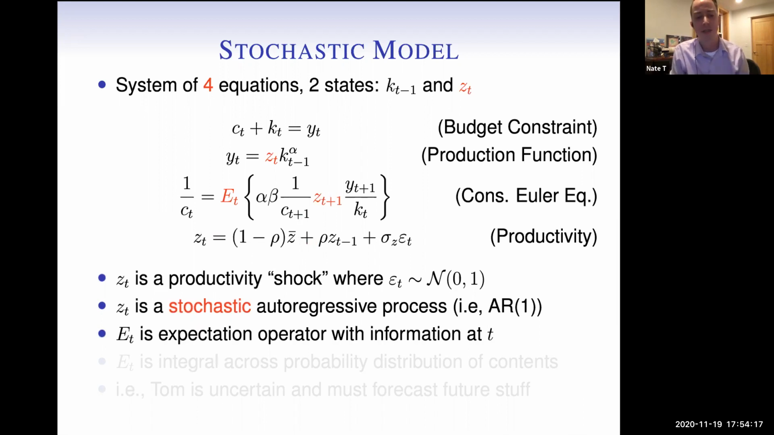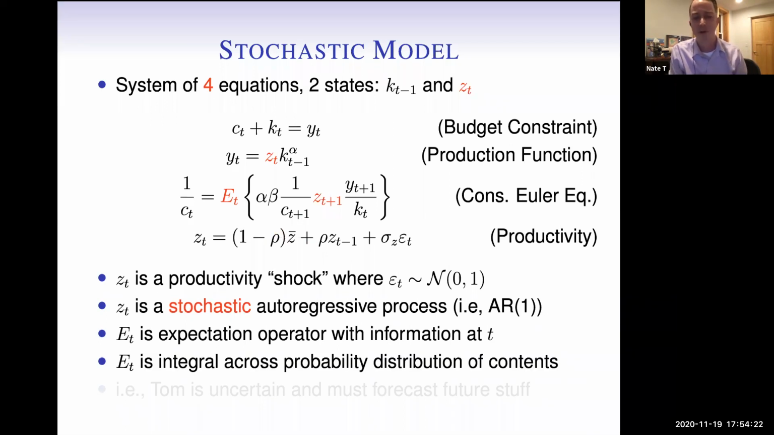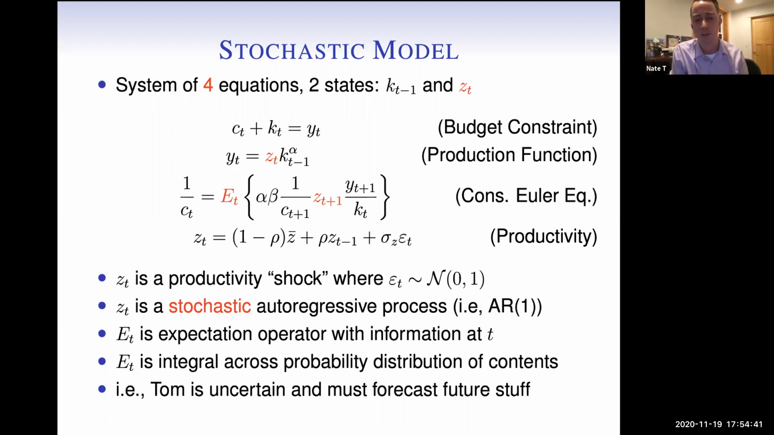You have this big E_t, which allows Tom to make forecasts about the future. Expectation operators are actually integrals, so you're going to integrate over the probability distribution of this productivity shock over the bad and good times in the future. And this means ultimately that Tom is uncertain about the future and must forecast future stuff. So we've introduced this stochastic element to the model that Tom doesn't know the value of in the future. He doesn't know everything now, so he's uncertain about future outcomes, future income, and ultimately his happiness, because he's not sure how much he'll have to consume in the future.